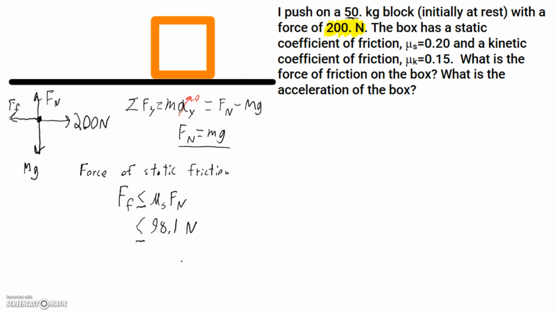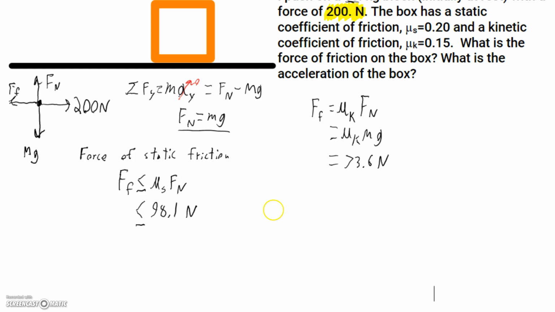And so this question now asks, what is the force of friction on the box, and what is the acceleration of the box? Well, when we're moving, we know that the force of friction is equal to mu k times the normal force. In this case, that's equal to mu k times mg, or 73.6 newtons, using our mass of 50 kilograms and 9.81 meters per second squared for gravity.